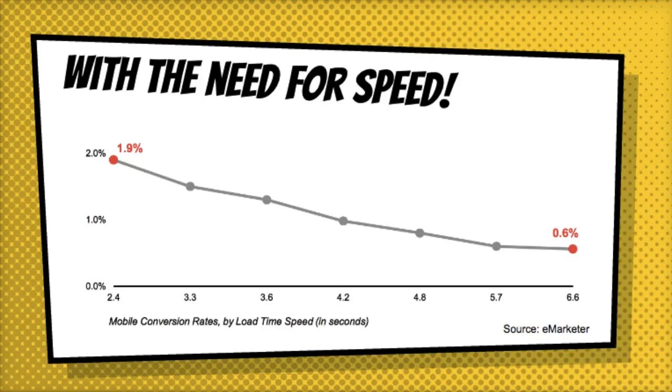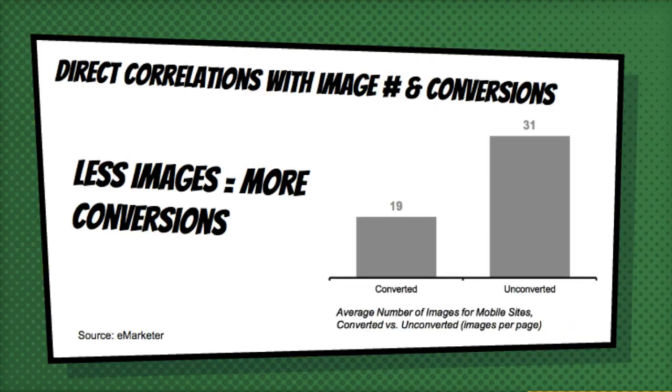Also, interesting data that came out from eMarketer relates to correlation with image numbers and conversions. In a study they did looking at the average number of images for mobile sites in converted and unconverted sessions, there was a direct correlation with a lower image number and conversions. So things to think about when you construct your category pages and your overall merchandising pages.